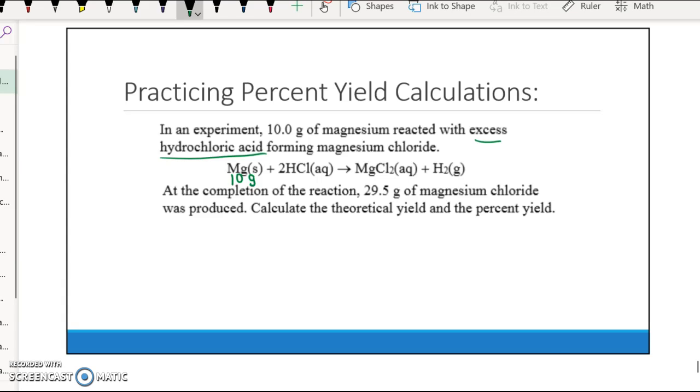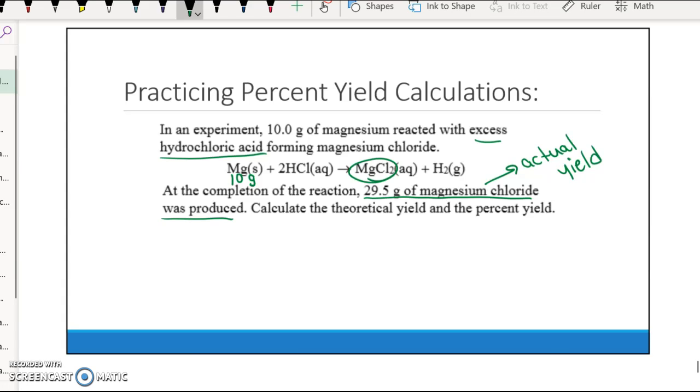So it says at the completion of the reaction, 29.5 grams of magnesium chloride was produced. When those words say was produced, hopefully that should be a little light bulb that that is your actual yield. Alright, so it says to calculate the theoretical yield and the percent yield. For our theoretical yield, we're just going to use stoichiometry to convert these 10 grams of magnesium to magnesium chloride. And once we get that, we can solve for our percent yield.